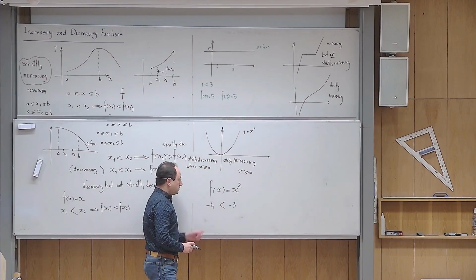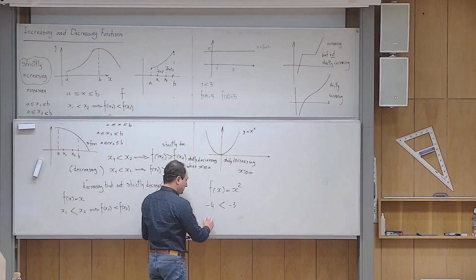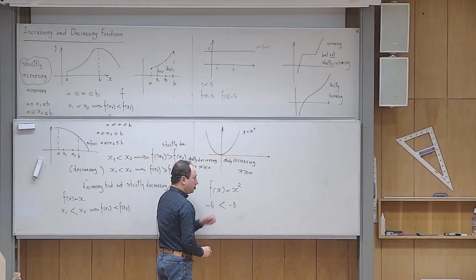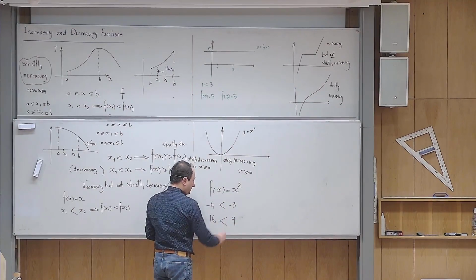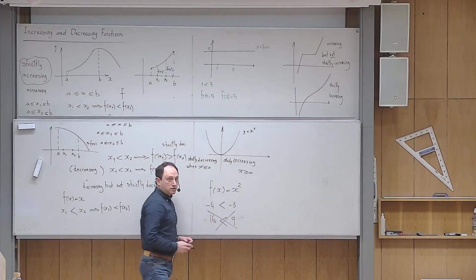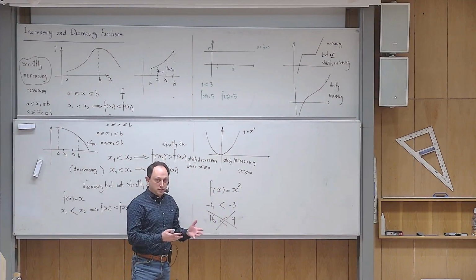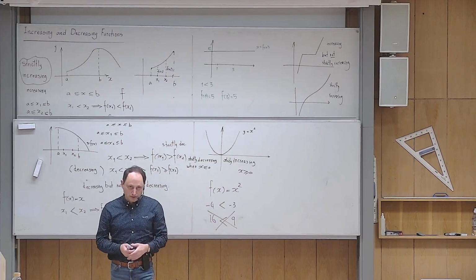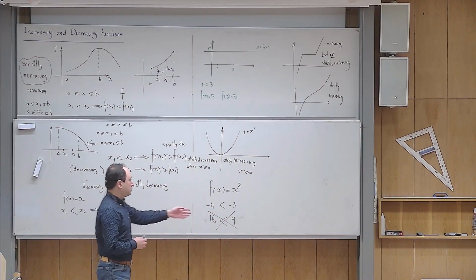Yes? But if I calculate f of -4, it becomes 16. If I calculate f of -3, it becomes 9. This is not correct. Yes? So for this function, we cannot say this function is increasing. We cannot say this function is decreasing. Yes? There is no guarantee by increasing the value of x.